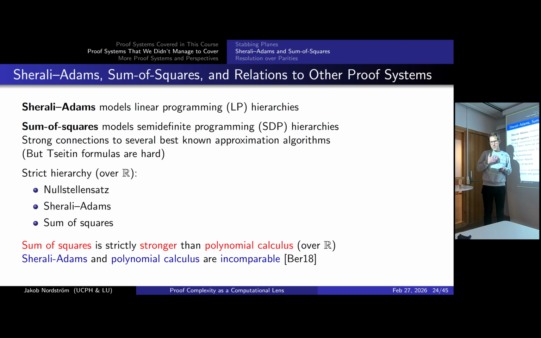Nevertheless, sum of squares is strictly stronger than polynomial calculus, assuming that you're in the same field, which means that sum of squares can only live in the field of reals because you want an ordered field. Obviously, if you're over GF(2), then polynomial calculus over GF(2) can be stronger than sum of squares over the reals. But because of that, Sherali-Adams and polynomial calculus are incomparable. Both of these results are by Berkholz. I think it's fair to say that they made quite a splash at the time.